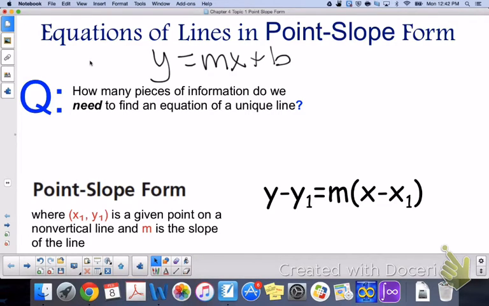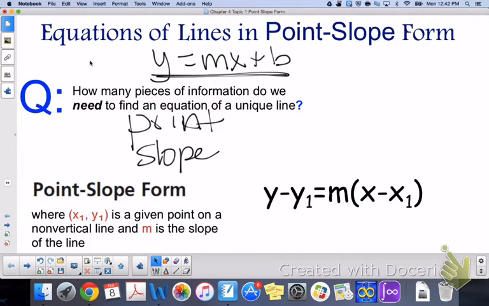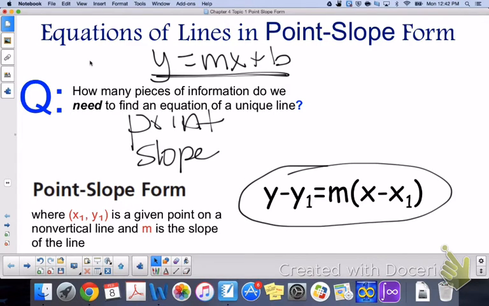Now, the question is, how many pieces of information do we need to find an equation of a unique line? We need a point and a slope. Okay, when our point given is not the y-intercept, it is not as easy to use y equals mx plus b. So we are introducing a new form, which is called point-slope form. Our point is x1 and y1, and our slope is m. Okay, this is going to be our go-to equation.